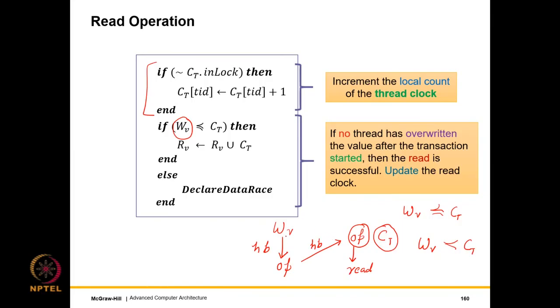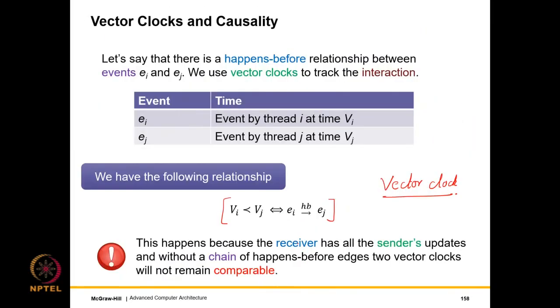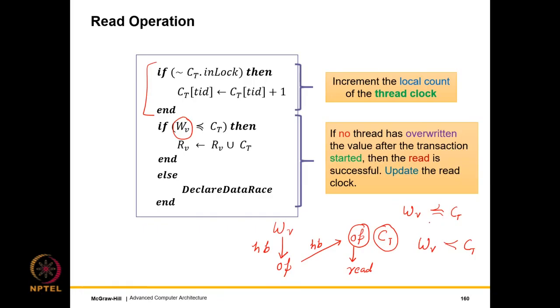If this relationship is not holding, then from this relationship, I'll show you which one. So if let's say WV is not preceding CT, this means that between this write and this read, which is essentially to the same variable, there is no chain of happens-before edges. And if there is no chain of happens-before edges, then it's a data race. So we directly come over here and we can declare a data race.